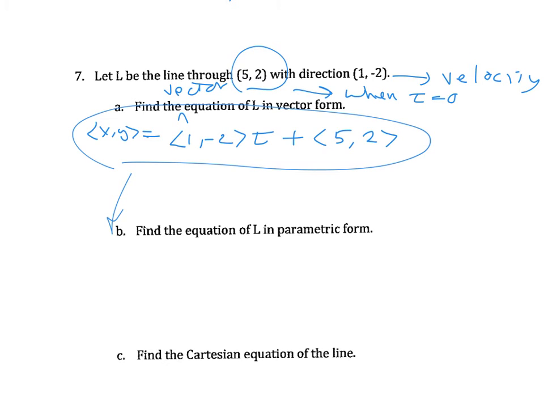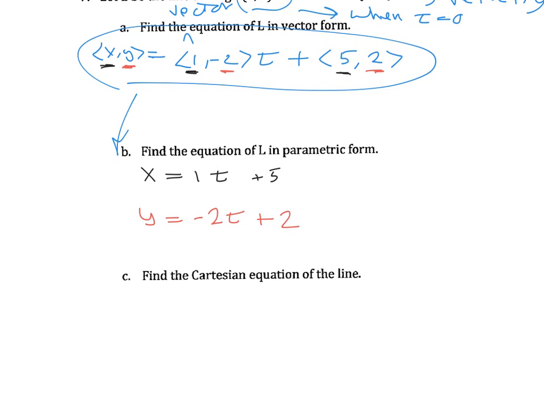Now, part B says, get this equation in parametric form. All that means is take this vector equation and look at it as just the x's and then just the y's. So I've gone through and I've underlined in this equation the x parts, and I'll write them as a separate equation. X equals 1 times t plus 5. And then I can do the same thing for the y part. There's the y. I'm underlining the y pieces. And I'll write those as an equation. Y equals negative 2t plus 2. So those are the equations in parametric form.